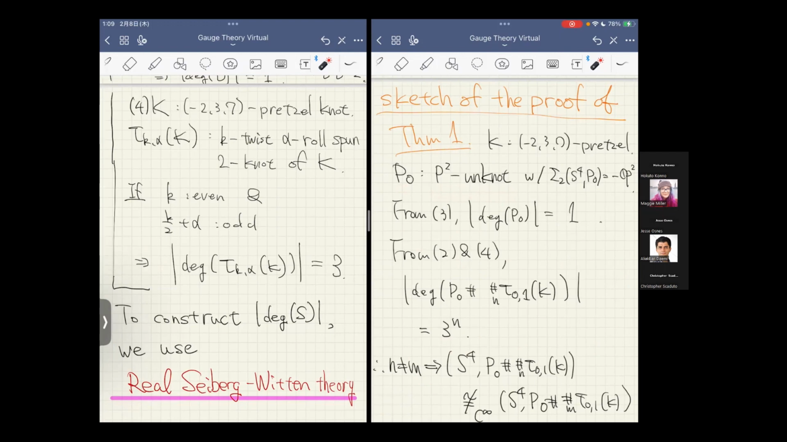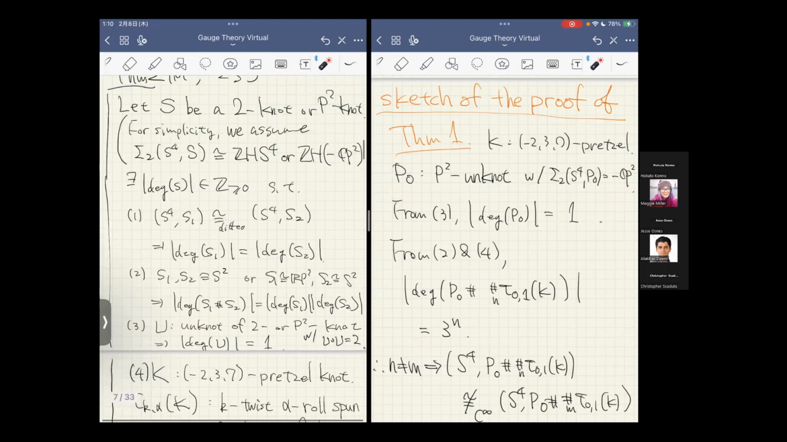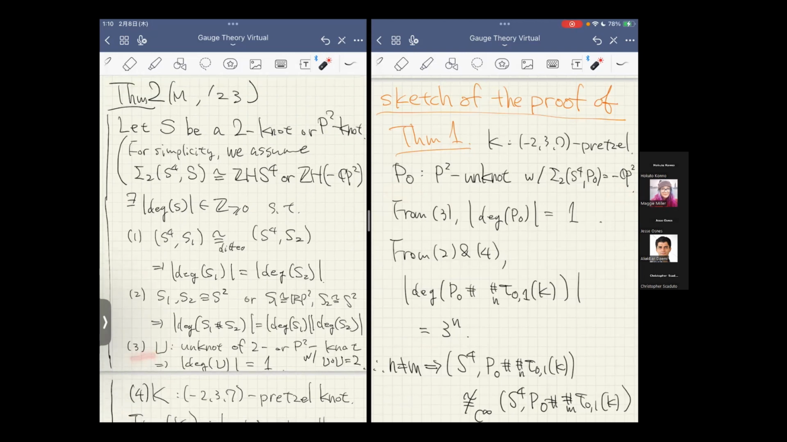Note that the double branched cover along this P2 knot is minus CP2, and the image of P0 is the real part of minus CP2. Then from the third property, our invariant of P0 equals 1.